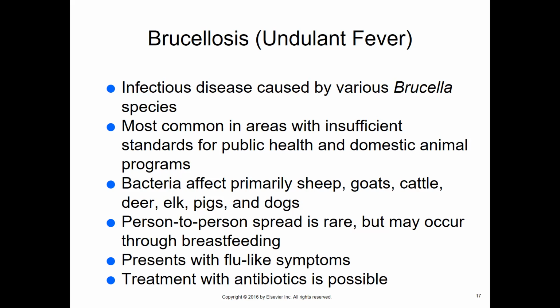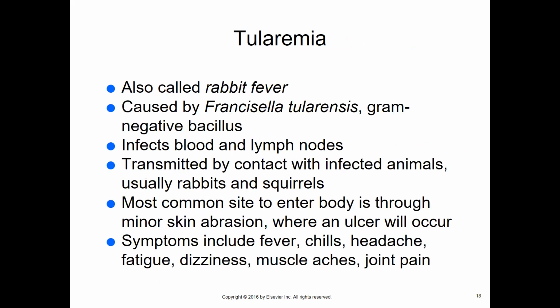All right, so for the main thing for this one, flu-like symptoms, treatment with antibiotics if needed. Person-to-person spread is rare, but it can occur with breastfeeding. It comes from unpasteurized milk most of the time in the United States, and it's known as brucellosis or undulant fever. So when you think of the fevers, think about undulant fever. That might be how you see it described.